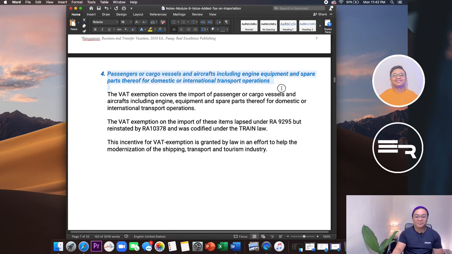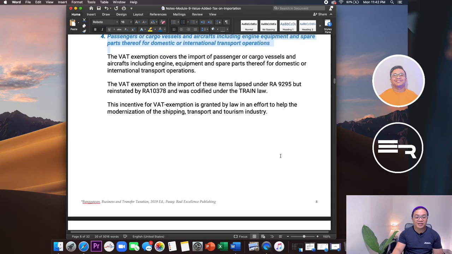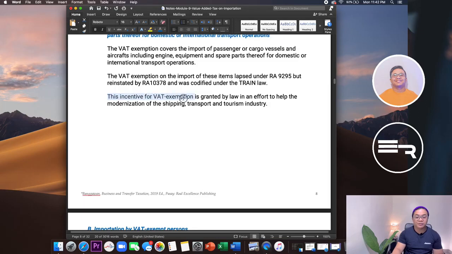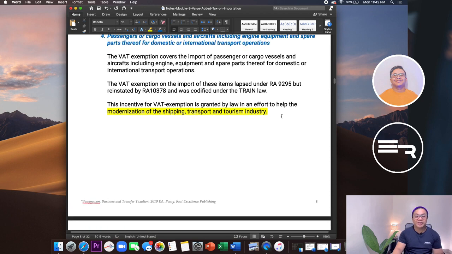Passengers or cargo and aircraft, including engine and equipment, is the same thing. This incentive of VAT exemption is granted by law in an effort to help the modernization of shipping and transport. Of course, the government wants to entice and help the importation and modernization of the shipping, transport, and tourism industry, so it gives VAT exemption or tax incentives to further entice entrepreneurs.